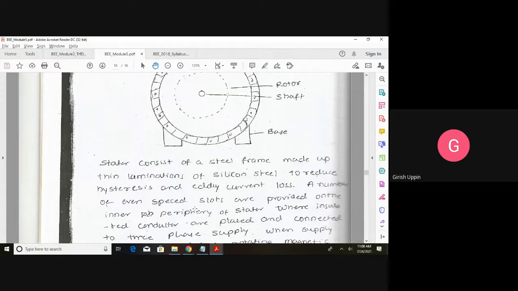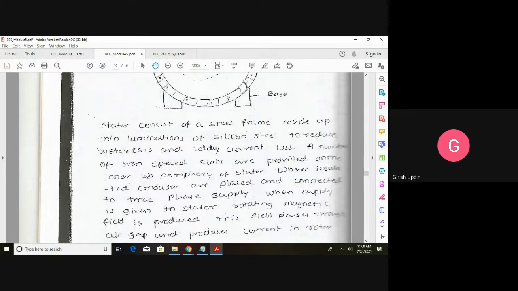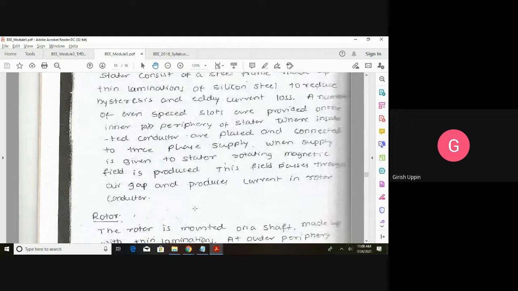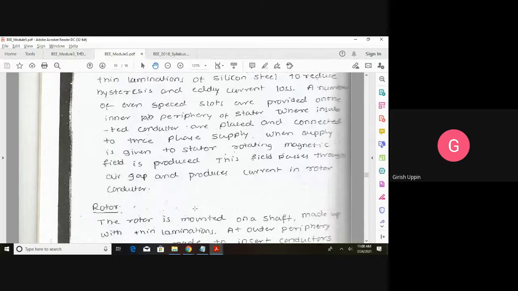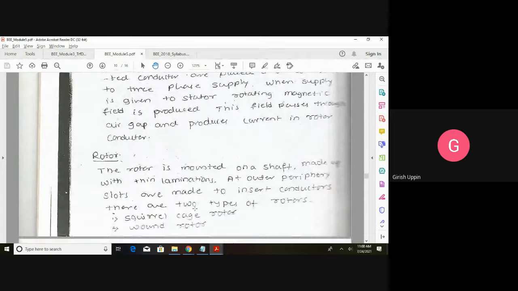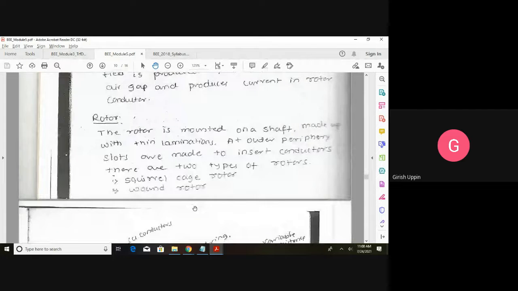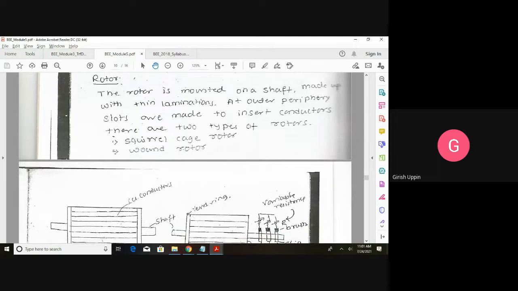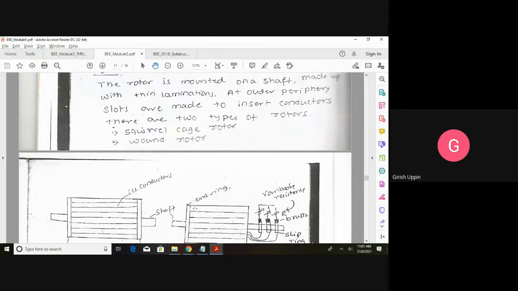The stator consists of a steel frame made up of thin laminations of silicon steel to reduce hysteresis and eddy current loss. A number of evenly spaced slots are provided on the inner periphery of the stator, where insulated conductors are placed and connected to the phase supply. When supply is given to the stator, a rotating magnetic field is produced. This field passes through the air gap and produces current in the rotor conductors. The rotor is mounted on a shaft and made up of thin laminations. At the outer periphery, slots are made to insert the conductors. There are two types of rotors: squirrel cage rotor and wound rotor.